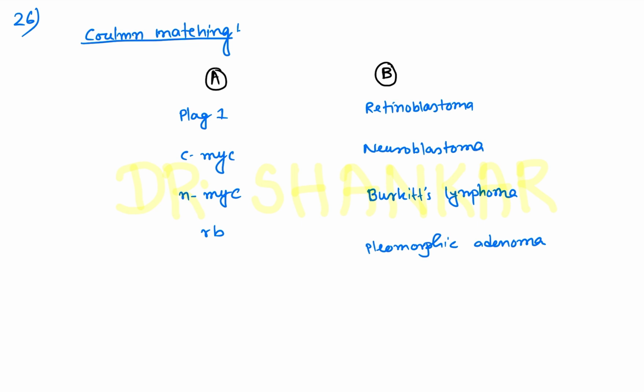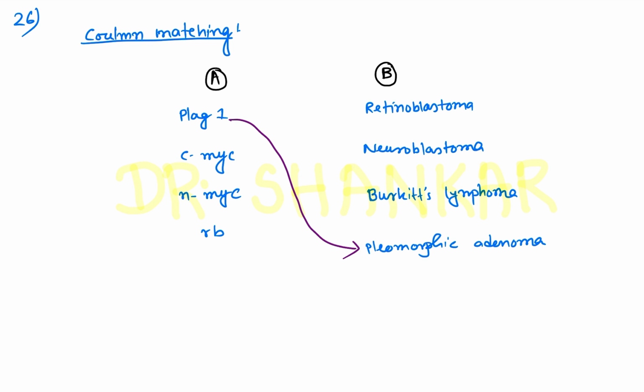So this is a column matching question. Match the column A with column B. In column A, various genes are given, and in column B, the related diseases are given. So I have to match the columns. First gene is PLAG1. PLAG1 is related with pleomorphic adenoma. So the answer is pleomorphic adenoma.